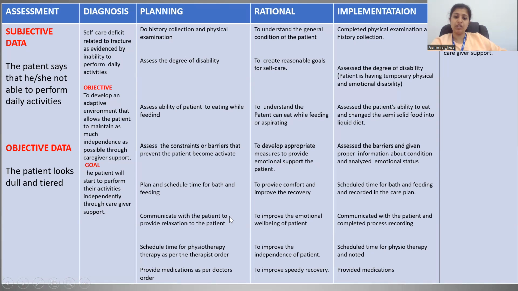Then communicate with the patient, communicated. Schedule time for physiotherapy, scheduled time. Provide medication, provided medication. And in the evaluation column, you can write: patient started to perform their activities independently through caregiver support. Okay, so in this way, you can write the care plan for self-care deficit.